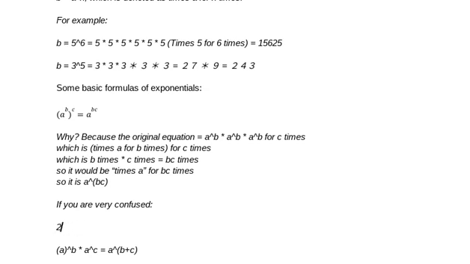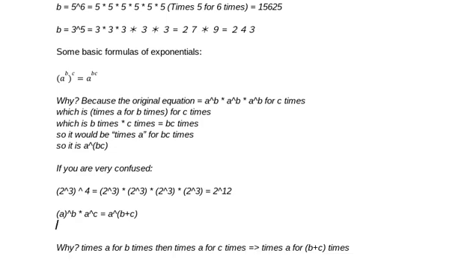If you are very confused about this, I'm going to make another example like this. So what we can do is that we first do like this. So it will be like this: 2 to the power of 3 times 2 to the power of 3 times 2 to the power of 3 times 2 to the power of 3, which is 2 to the power of 12.